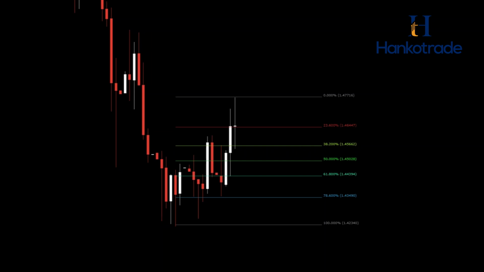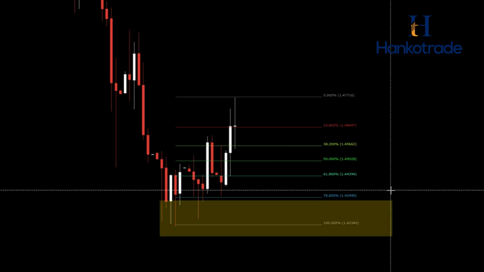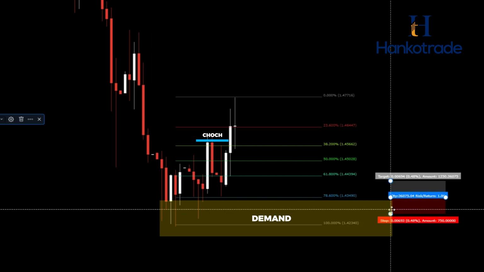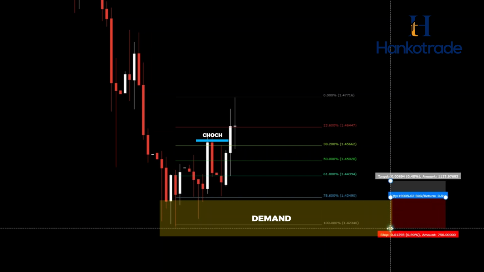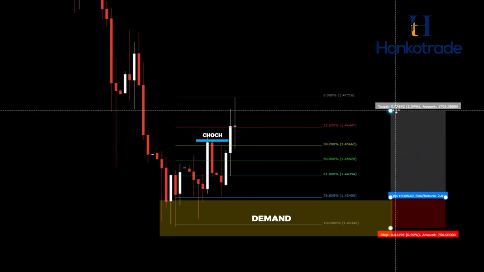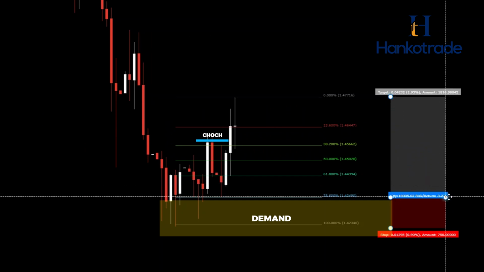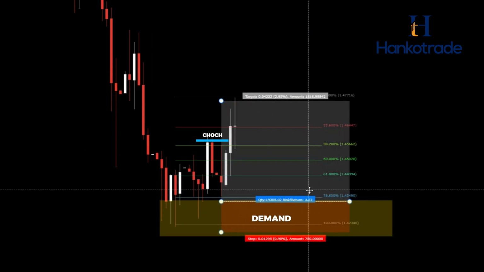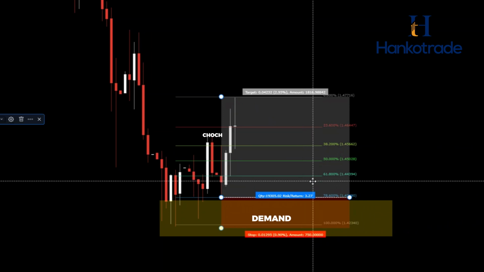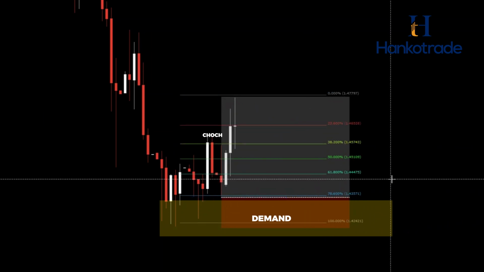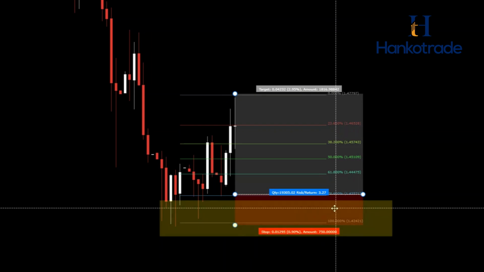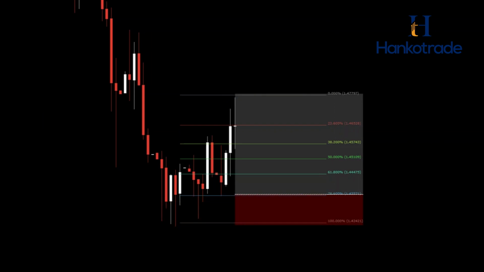To enter the trade, we will place a buy limit order precisely at the midpoint between the 0.618 and 0.786 Fibonacci levels. This area is considered a potential support zone. The stop loss will be set below the swing low to protect against potential downside movements. Regarding taking profits, we can apply the same concepts as before.